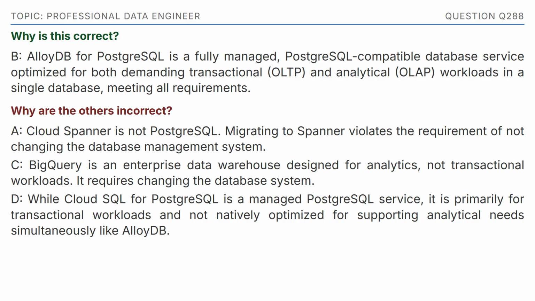A. Cloud Spanner is not PostgreSQL. Migrating to Spanner violates the requirement of not changing the database management system. C. BigQuery is an enterprise data warehouse designed for analytics, not transactional workloads. It requires changing the database system. D. While Cloud SQL for PostgreSQL is a managed PostgreSQL service, it is primarily for transactional workloads and not natively optimized for supporting analytical needs simultaneously like AlloyDB.